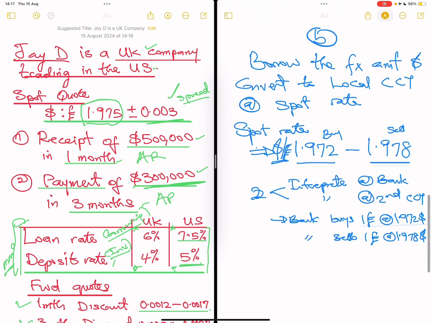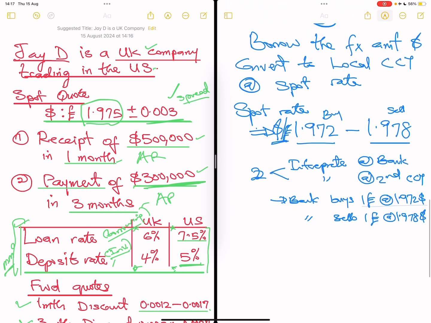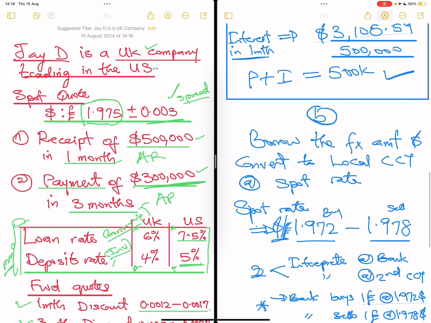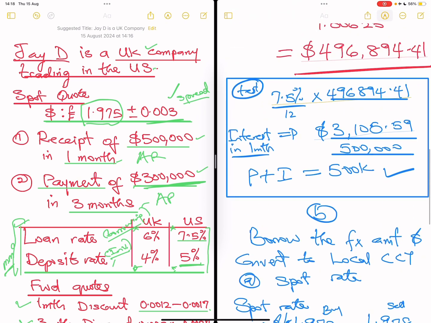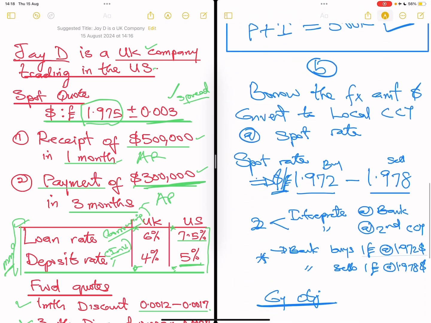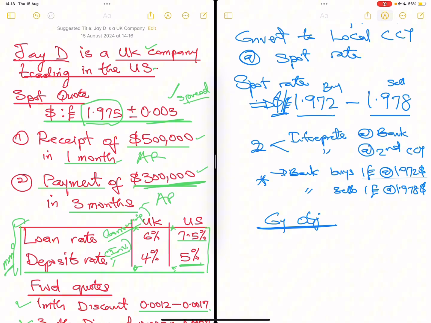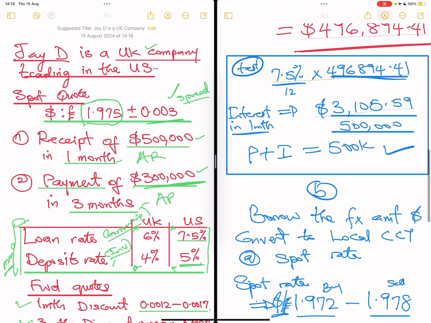Right, that's the bank's perspective. So you've done the interpretation, then what is the company's objective? That is the next thing. The company has borrowed this amount and wants to sell it. So the company wants to sell how much? 496,894.